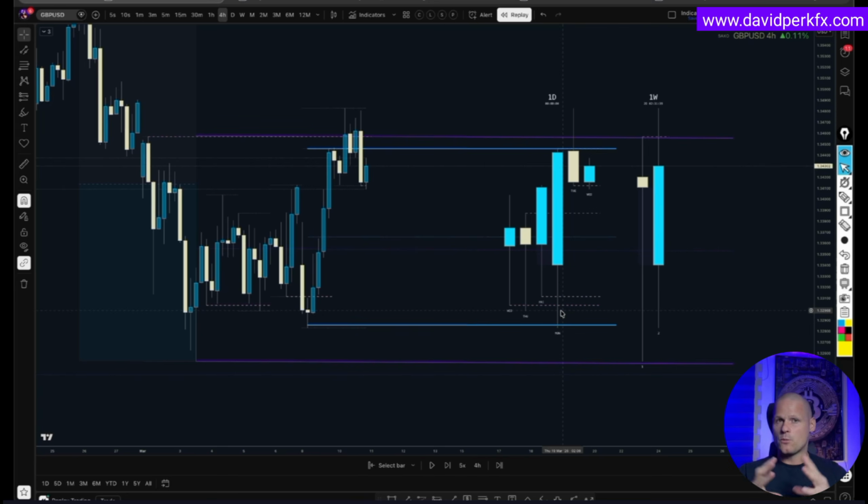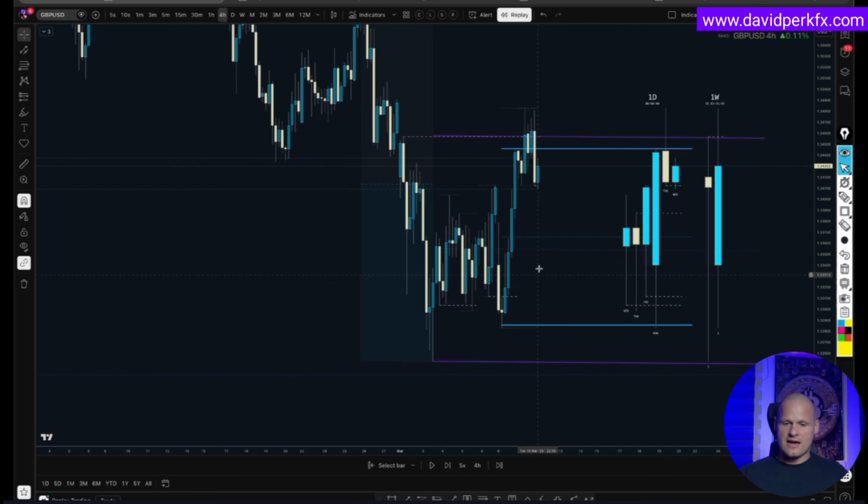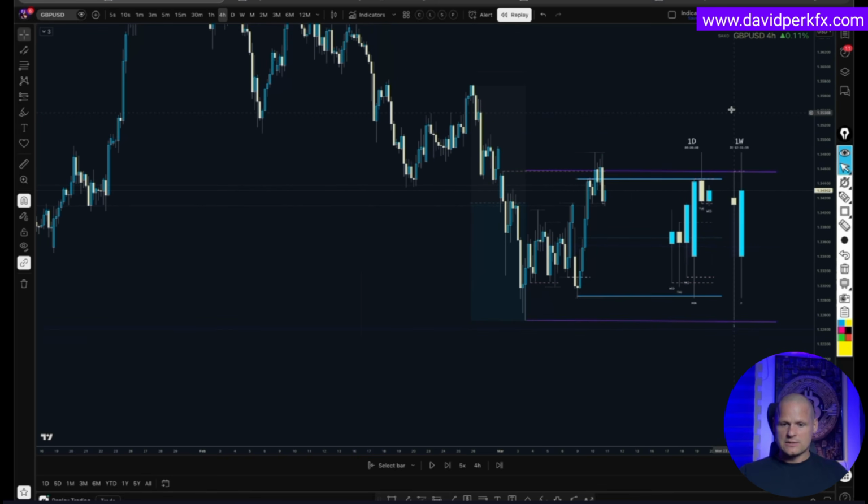Initial balance for a week, where the market makers are preparing, let's call it accumulation, right? They accumulate, then they manipulate, and then they trade in a higher time frame trend, right? So this is where we always start.